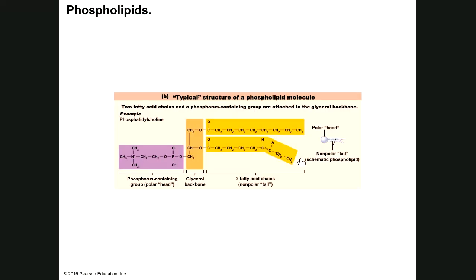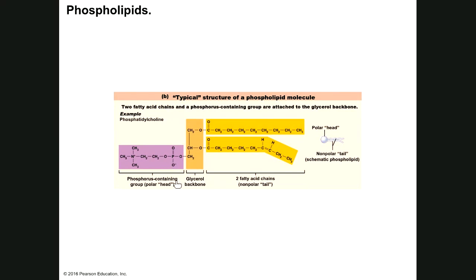Here's a picture of a phospholipid. You see two fatty acids, one here and one here. It is bound to a glycerol molecule, but on the other side of that glycerol molecule, we have something extra. We have that phosphate group. I don't know if you can see on the slide, but there is a phosphate here. That's considered your phosphate-containing group.